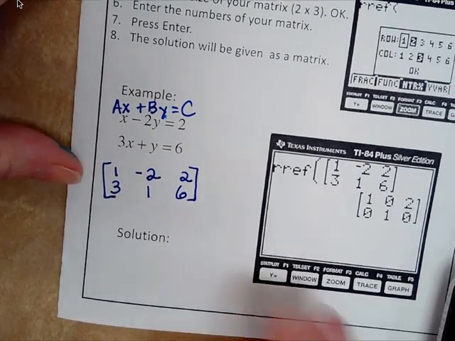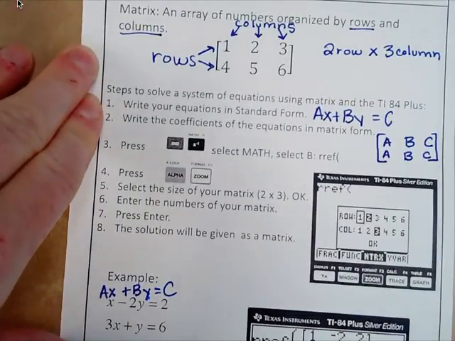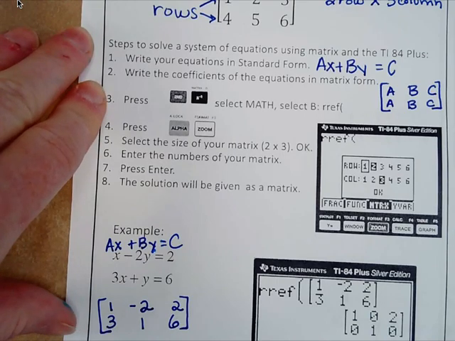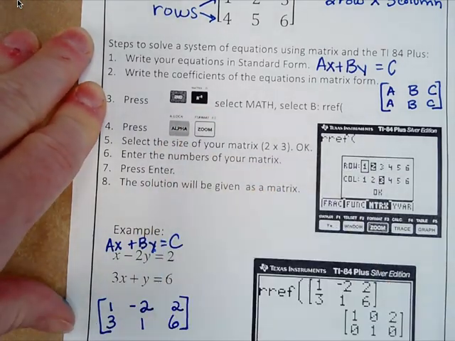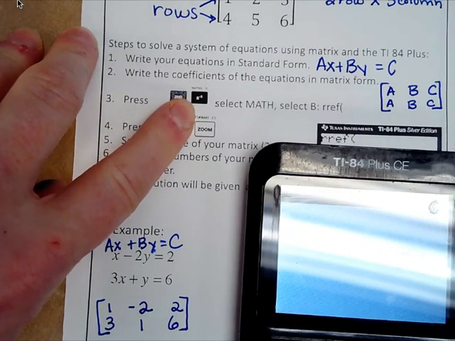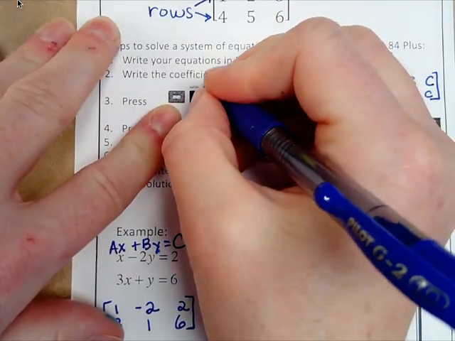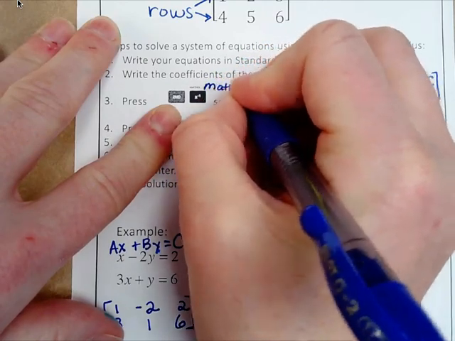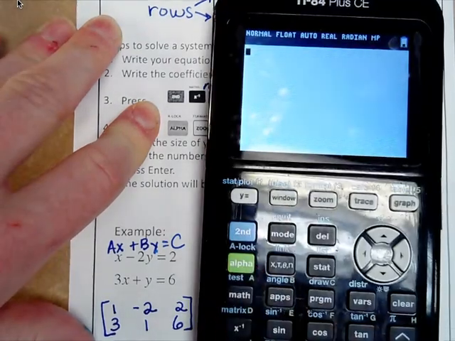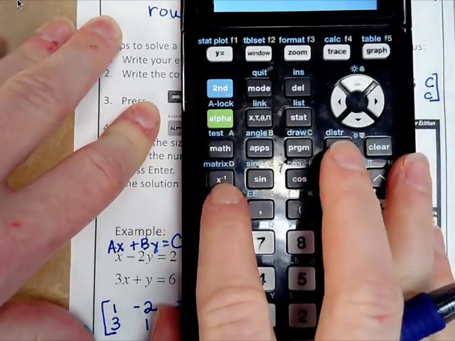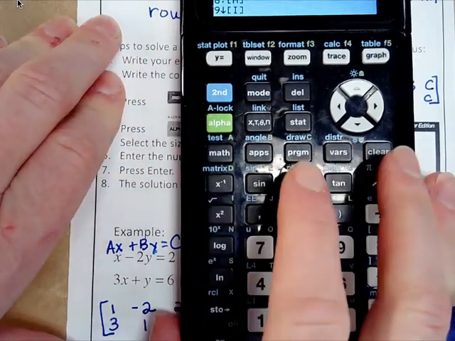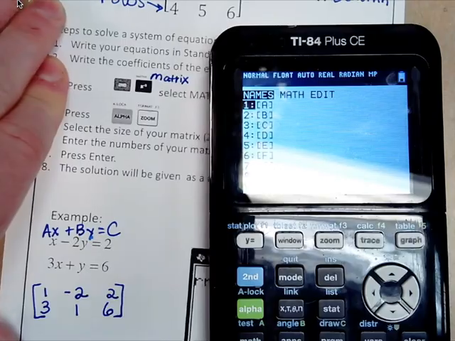So we've done step 1. It was already in standard form. Step 2, write the coefficients in a matrix. We did that. Step 3 tells us what steps we do. So it says second x to the -1, which says matrix. It's hard to see because my printout is not very good. So that should say matrix. If you look at our calculator, see how x to the -1 is matrix? So we're going to do second matrix. And it comes up to this.